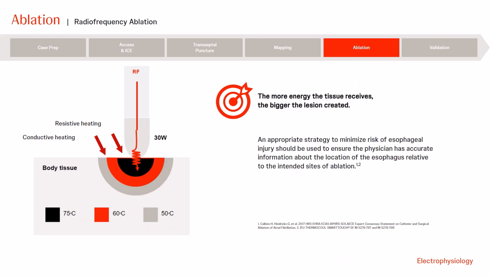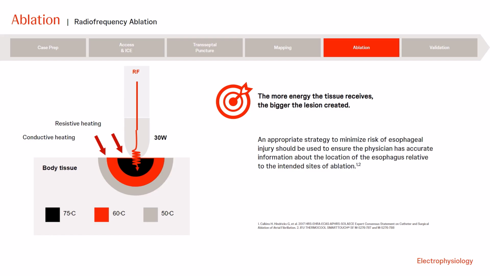Let's take a quick look at how radiofrequency ablation works and why it is relevant to patient care. Radiofrequency ablation works by heating the cardiac tissue. The more energy the tissue receives, the bigger the lesion created. Close monitoring of the esophageal temperature is an important consideration for anesthesia providers and EP lab staff during this procedure.